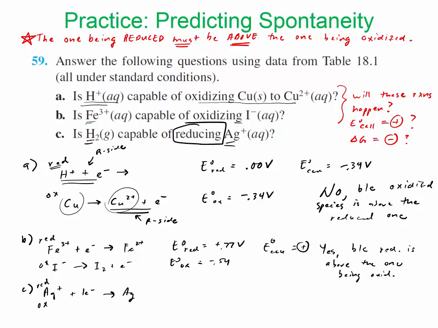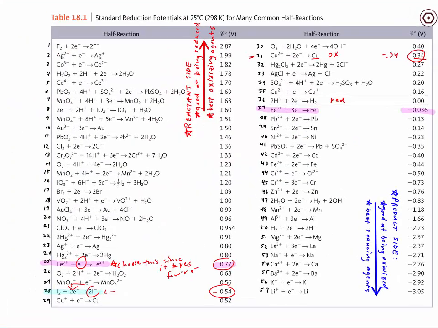So if H2 gets oxidized, will that be enough voltage to reduce Ag plus? So H2, and we want to show that losing some electrons. This is the reverse of our standard, I think. So let's go ahead and check these out. Ag plus is this one here with electrons here. So this is a positive 0.80.